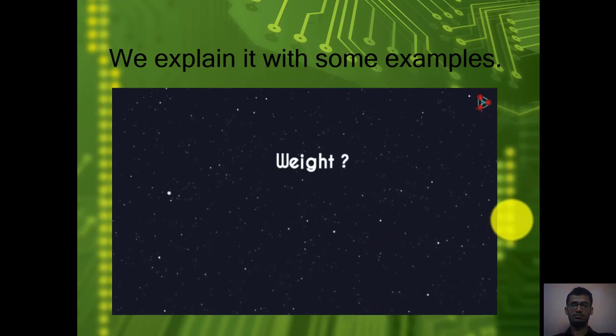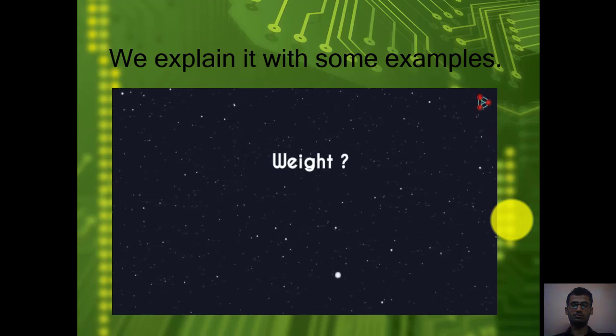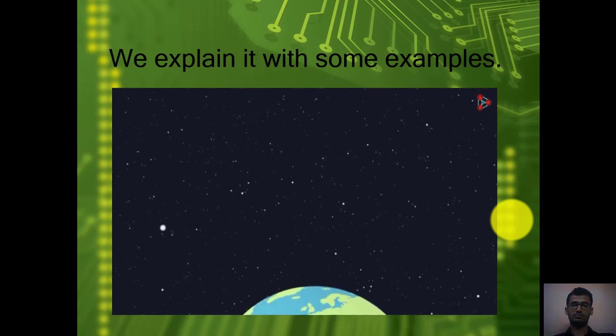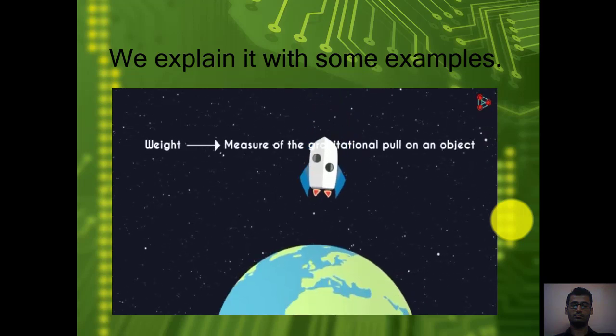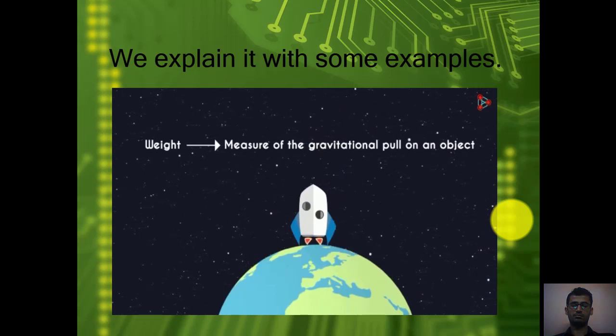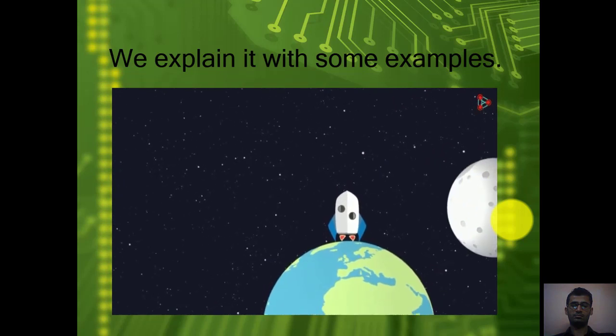But what's weight then? How do we understand the weight of an object? Mass is nothing but the measure of how much matter an object has. Weight is a measure of how strongly gravity pulls on that matter. It's the measurement of the gravitational pull on an object. Let's understand this using a simple example.